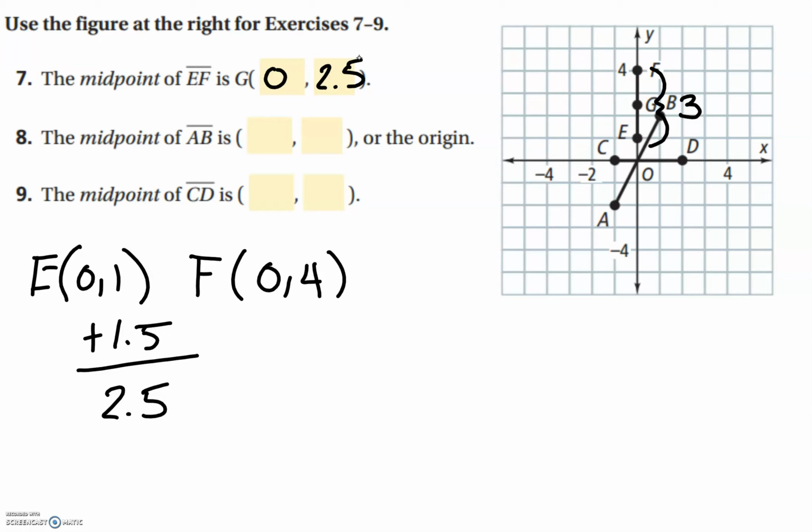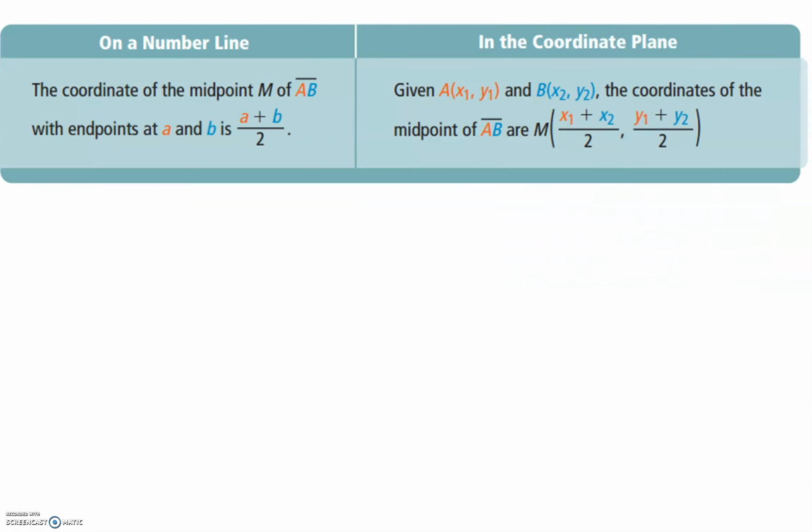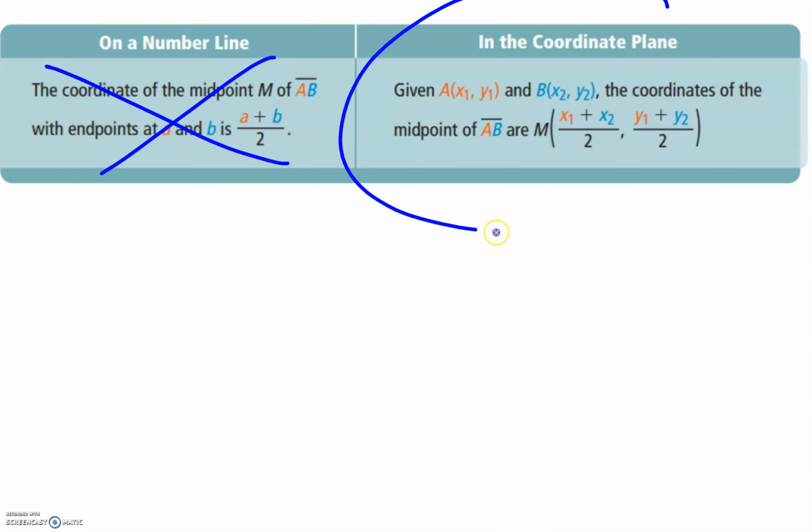The midpoint of AB is blank, or the origin. What's the origin? 0, 0. And CD has a length of 1, 2, 3. We can count it out. So the midpoint's going to be right here in the middle, which is at 0.5. Okay, those are a little bit tricky. We're going to spend more time focusing on the midpoint formula, not on a number line, but in a coordinate plane.